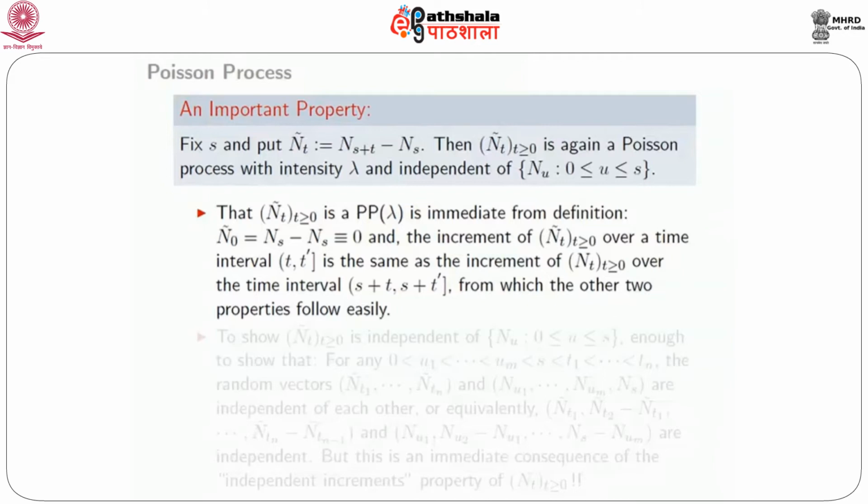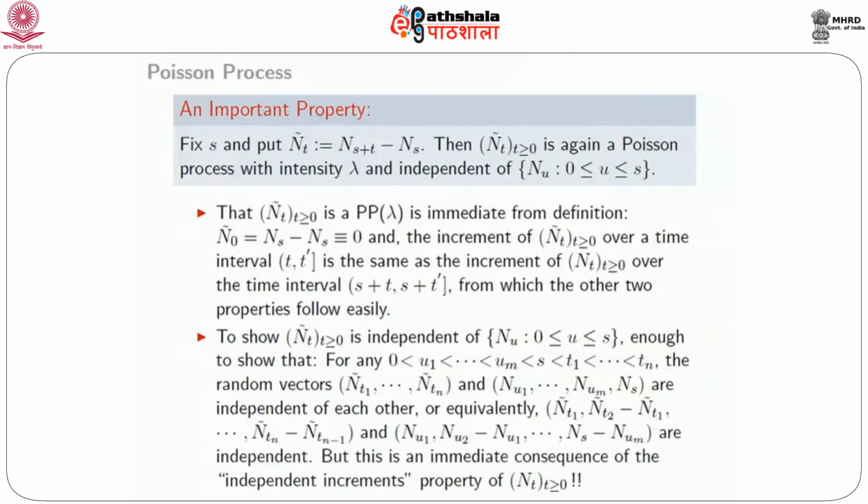That this new process N tilde_t is a PP(lambda) is immediate from the definition, because N tilde_0 is clearly 0, and the increment of N tilde over a time t to t prime is exactly the same as the increment of N over the time interval s+t to s+t prime. You can easily see that from the definition, from which the other two properties follow immediately, because to check properties of the increments of N tilde, you have to go back to properties of N, as they are increments of N as well. Therefore it turns out that N tilde_t is once again a Poisson process with the same parameter lambda.